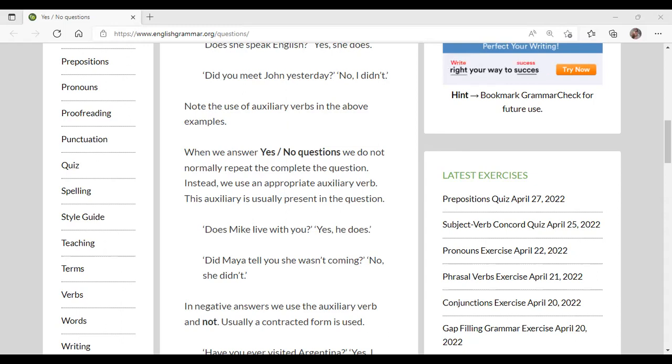Yes, I like watching the news in the evening or at night.